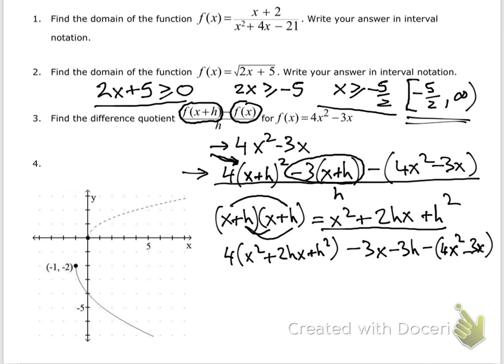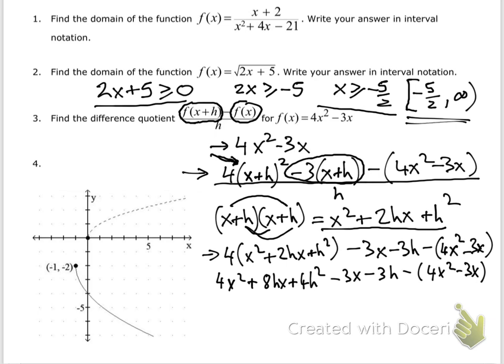Okay, so we now have to do the distributive law here. We have 4x squared plus 8hx plus 4h squared minus 3x minus 3h, again subtracting all this original function here. It's all over h, remember, still.